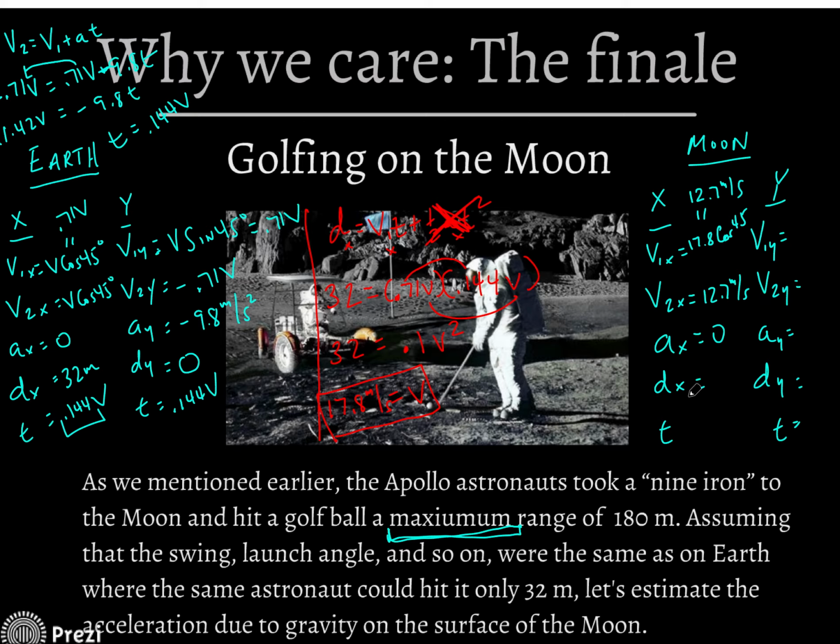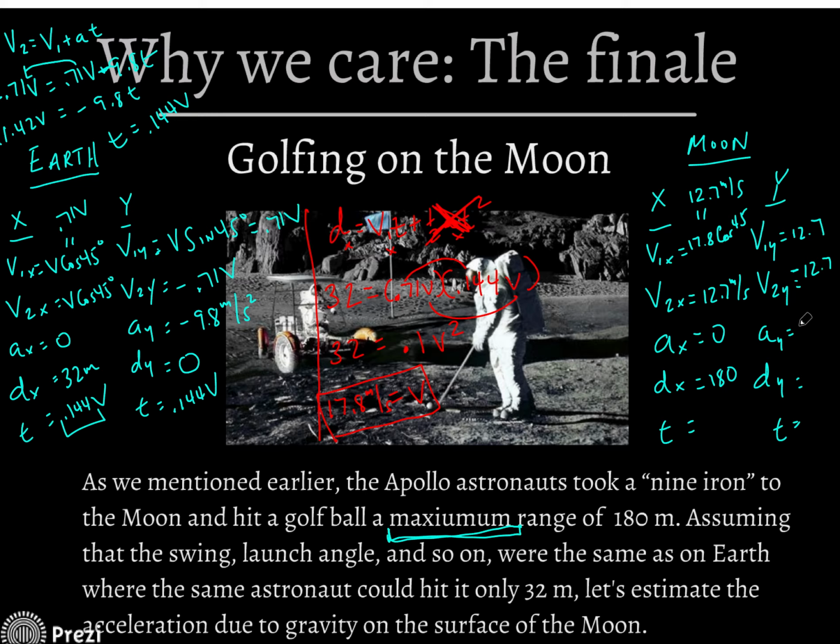And my distance in the x direction, well, the maximum range on the moon, it says, is 180. So I put 180 here. Okay, so that's all my stuff for the x dimension. Y, well, it's going to be 17.8 sine 45 for the y component, right? That's the same exact value. So this is also 12.7, right? And the range is, if I go the whole way, going to be negative 12.7.